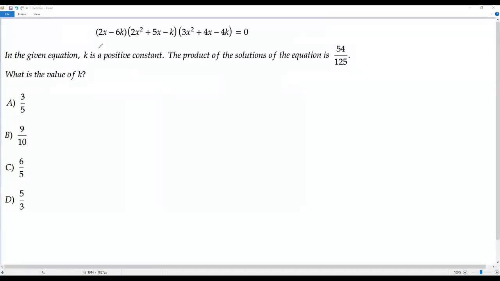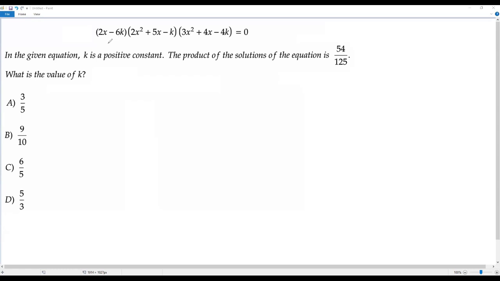Here we have a SAT math question. There is an equation given over here: (2x − 6k)(2x² + 5x − k)(3x² + 4x − 4k) = 0. In the given equation, k is a positive constant. The product of the solutions of the equation is 54/125. What is the value of k?